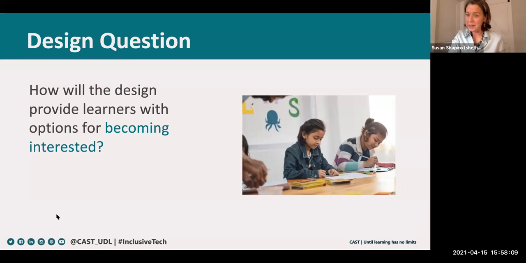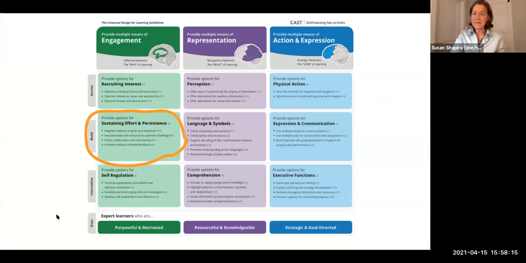The image on the right is a picture of two students who are working diligently at a table, it looks like with some art materials. And then I might think about, okay, I thought about that. Now I'm going to think a little bit about the second guideline here, which is provide options for sustaining effort and persistence.